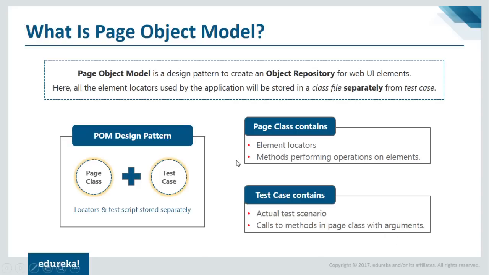And here, when these methods are called, the operations are executed by using the element locators over here. So it would locate the elements using the element locators, and then whatever actions need to be performed would be performed. So that's how the page object model works.